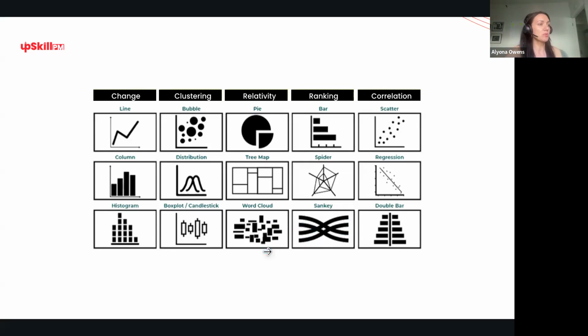I would say as a product manager, you will oftentimes use a tree map. Pie chart is a must. Line, yes, you'll use it. The columns I use all the time.